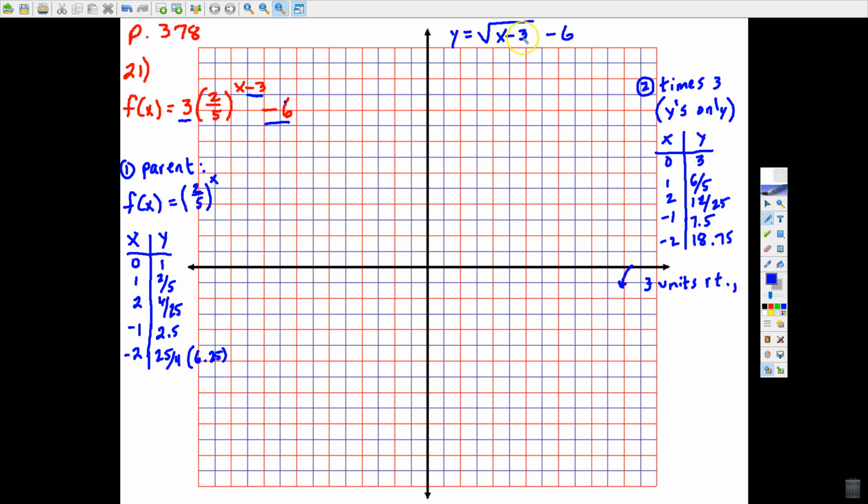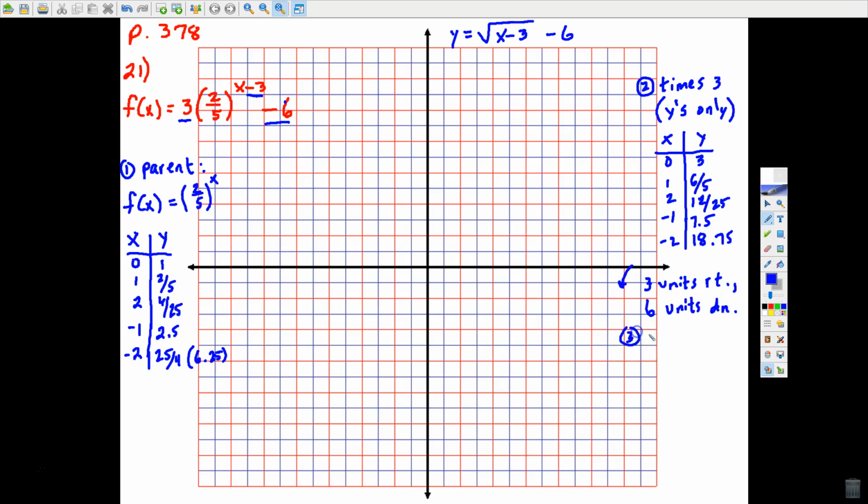Again, just relating it to what we've done in the past. The square root function: under the radical tells me left or right. Outside of the radical tells me up or down. And that's exactly what this does. So I'm calling this final table in step number 3, 3 units right and 6 units down.